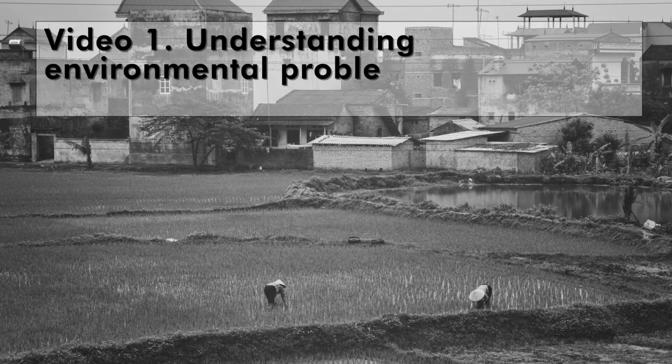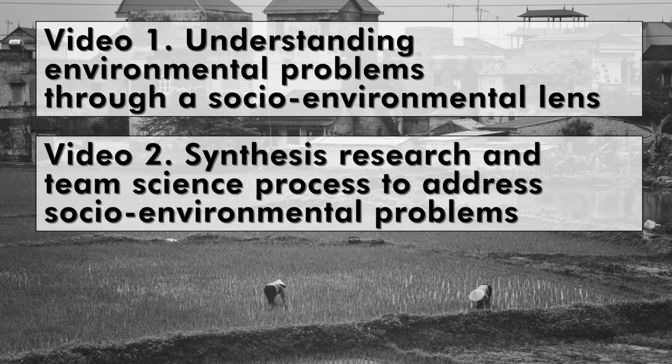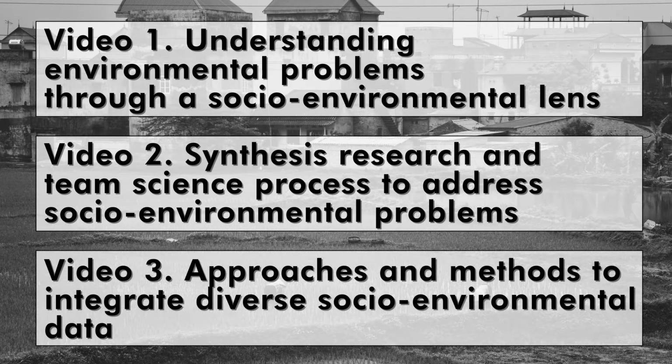The first video in this three-part series presents examples of how researchers use a socio-environmental lens to study environmental problems. Some of the key characteristics of socio-environmental systems that make their study challenging are highlighted in the video. The second video provides an overview of the synthesis research process as well as the concepts and approaches used by synthesis teams, particularly those teams that are highly interdisciplinary. Finally, the third video in the series presents common approaches and methods that are used to harmonize the diverse data needed for socio-environmental synthesis.